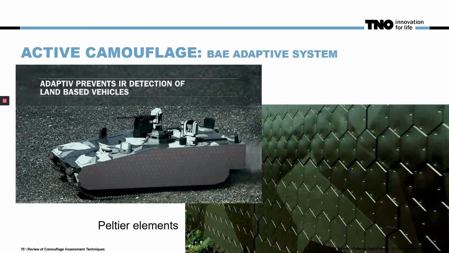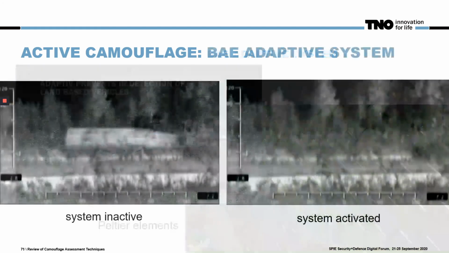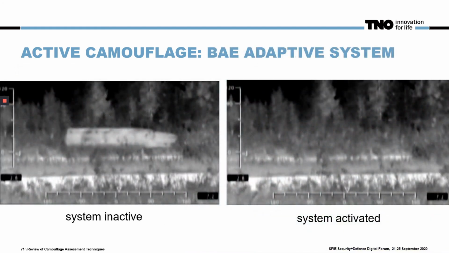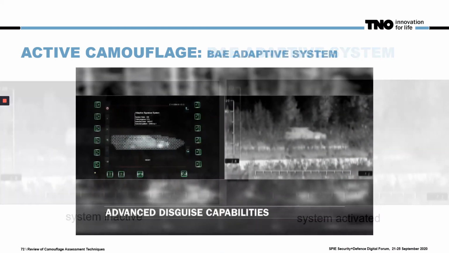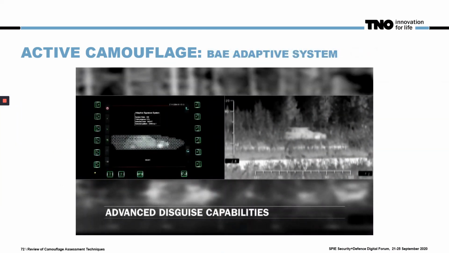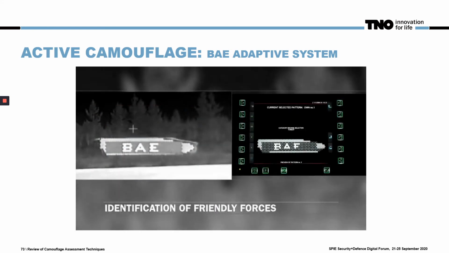British Aerospace Systems developed an adaptive thermal camouflage system for land-based vehicles based on Peltier elements. In its active state, it reduces the thermal target signature by adapting to its local background. It can also be used to alter the appearance of the target and mimic other objects, or to display identifiers.